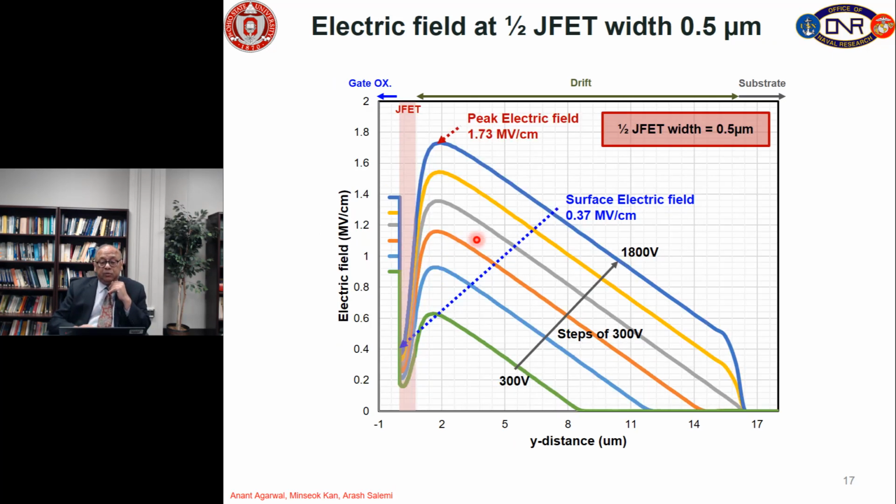Here is a more dramatic reduction in the surface field if we make the half JFET width about half a micron, and you can see that the electric field in the oxide is 1.4 megavolt per centimeter. But obviously the resistance in the JFET region is going to increase. So in the next slide, we will plot the peak oxide field in the semiconductor.